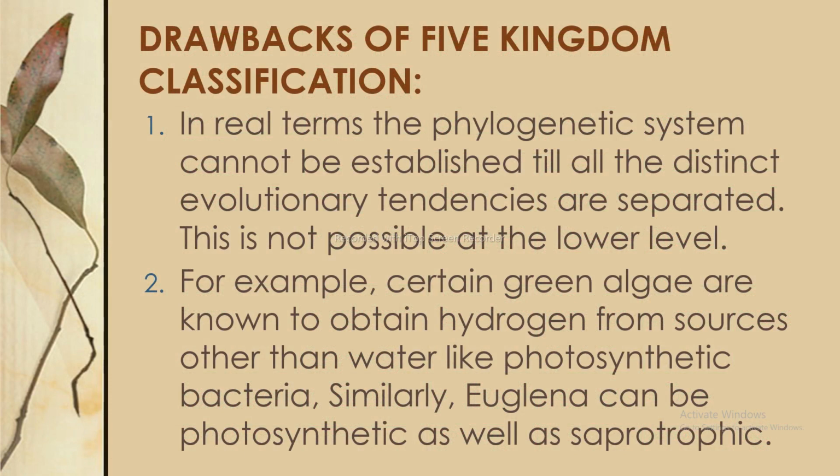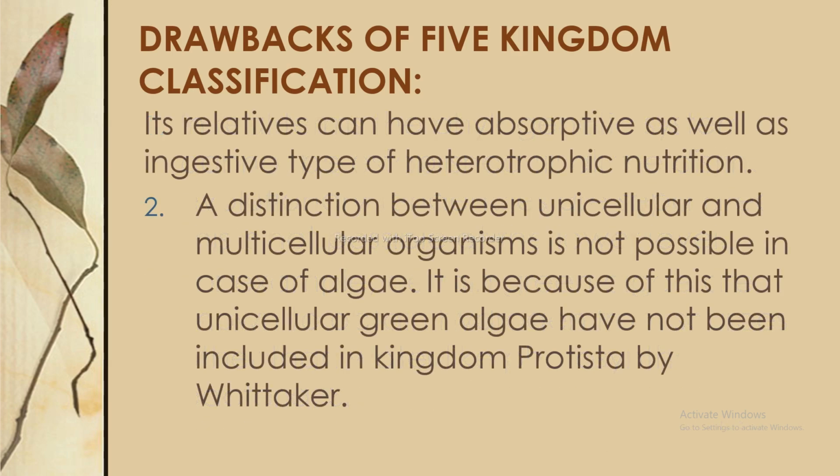Drawbacks of five kingdom classification. In real terms, the phylogenetic system cannot be established till all the distinct evolutionary tendencies are separated. This is not possible at the lower level. For example, certain green algae are known to obtain hydrogen from sources other than water, like photosynthetic bacteria. Similarly, Euglena can be photosynthetic as well as saprotrophic. Its relatives can be absorptive as well as ingestive type of heterotrophic nutrition. Our distinction between unicellular and multicellular organisms is not possible in case of algae. It is because of this that unicellular green algae have not been included in kingdom Protista by Whittaker.